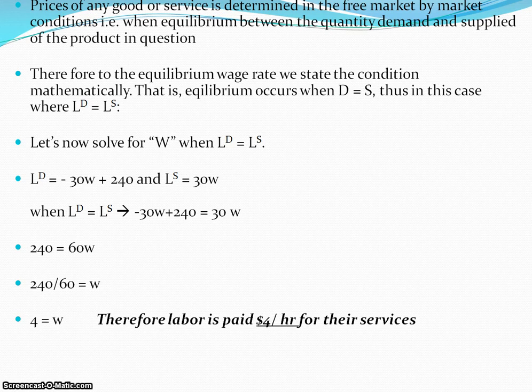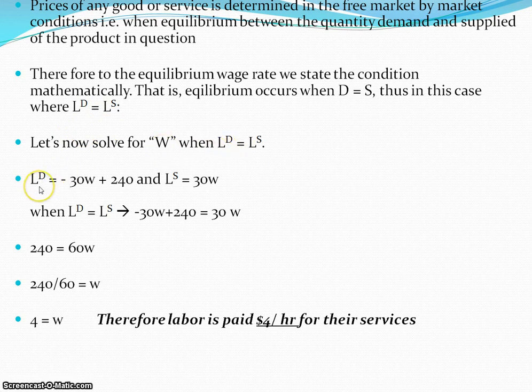And that is what will be the market equilibrium price. So therefore, the equilibrium wage rate can be determined by equating demand and supply. So in this case, we're going to be looking at the demand for labor equation and equating it to the supply of labor equation. And after we put them equal, we need to solve for W.